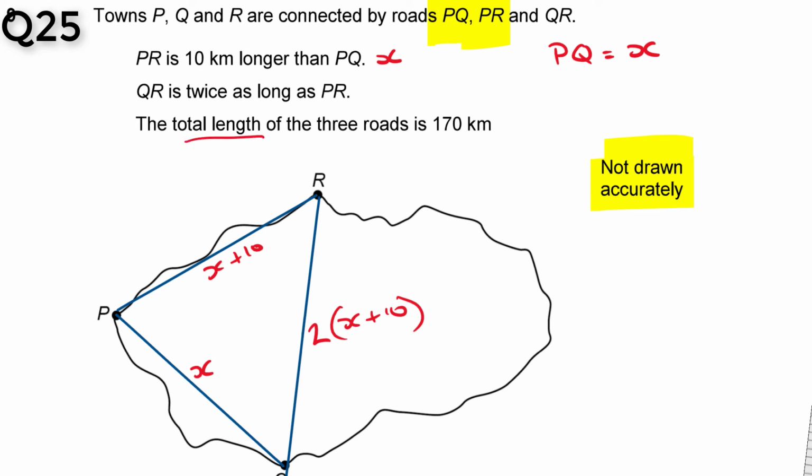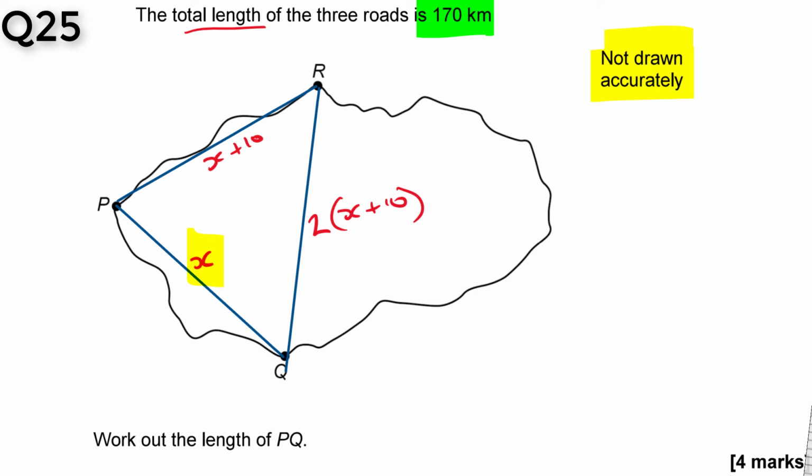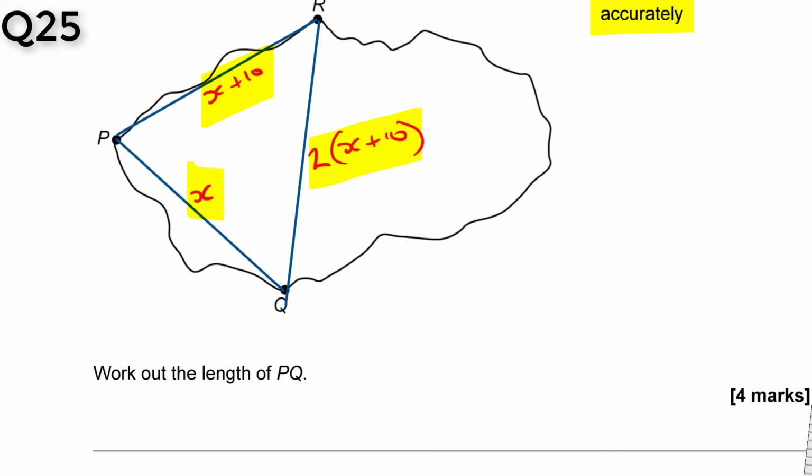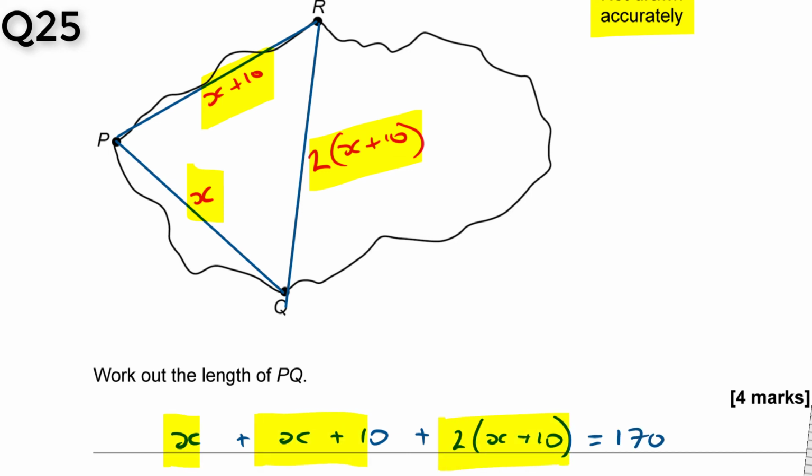Now we're told that the total length of the 3 roads is 170. Okay, so what we're going to do is take our 3 expressions, x, x plus 10, and 2(x plus 10). We're going to add them together, and that should give me 170. Okay, so let's just write that down. So I've got my x, x plus 10, and 2 lots of x plus 10. And I know that that is 170. These were my 3 roads, and this was the total I was given in the question.